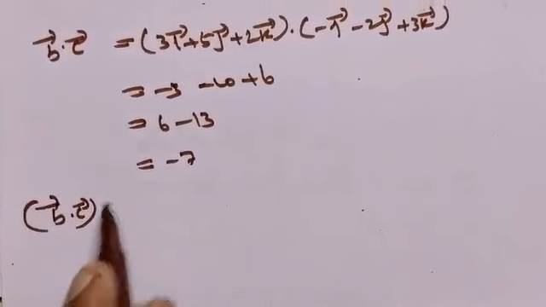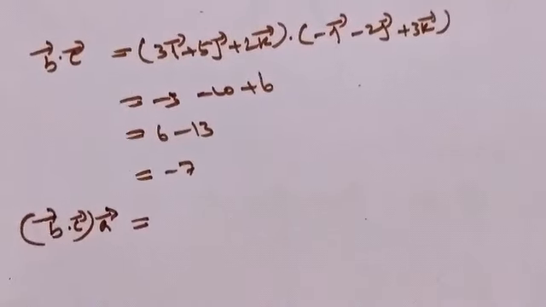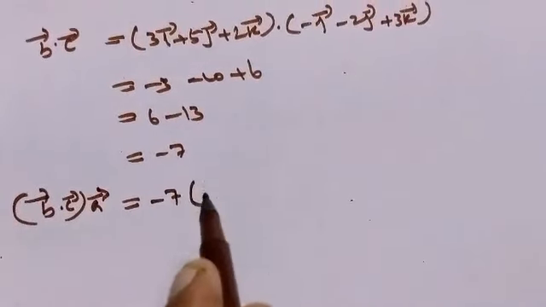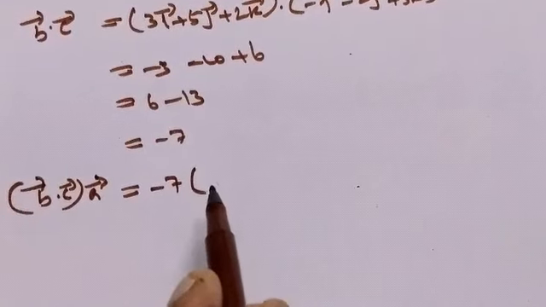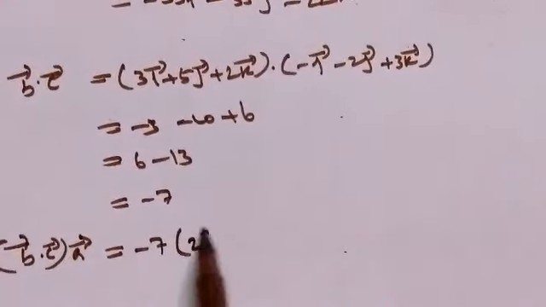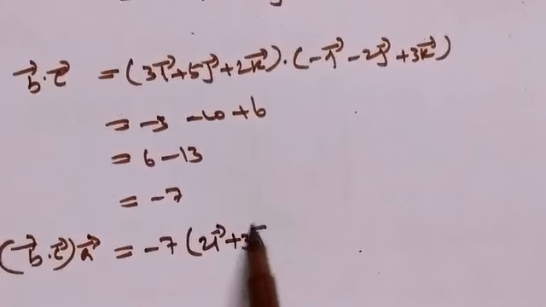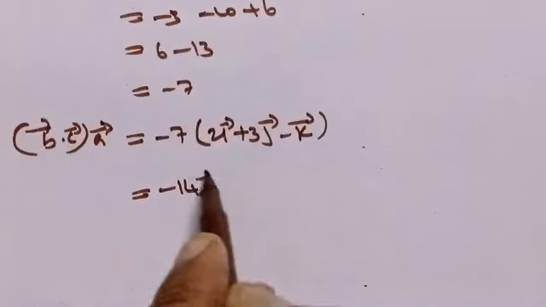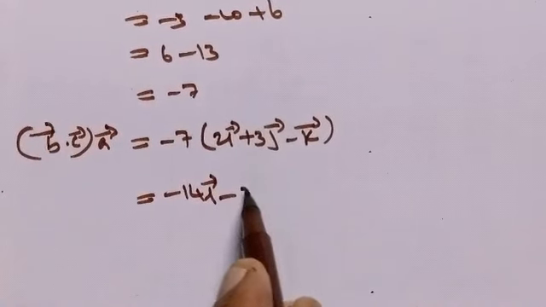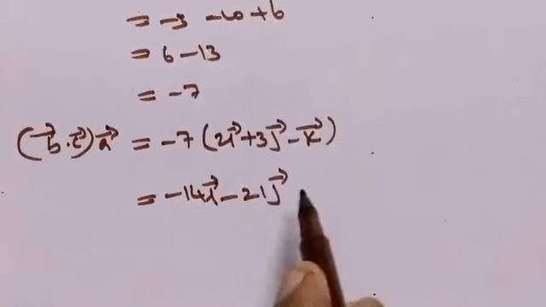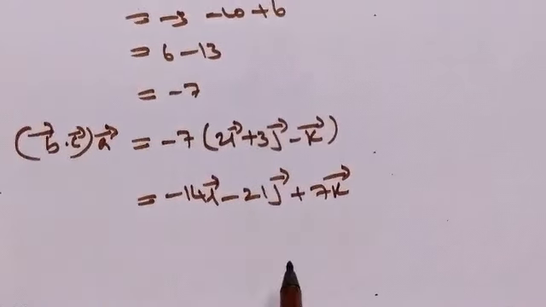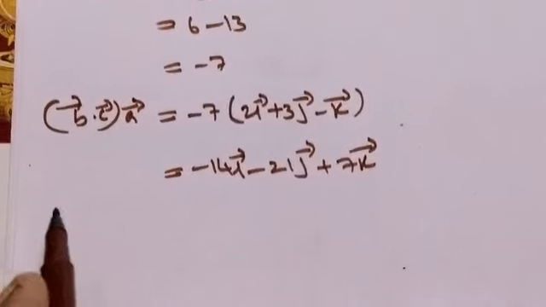Next, b dot c into a vector. So b dot c is minus 7 into a vector, which is 2 i vector plus 3 j vector minus k vector. So it equals minus 7 into 2 is minus 14 i vector, minus 7 into 3 is minus 21 j vector, and minus 7 into minus 1 is plus 7 k vector. Okay?